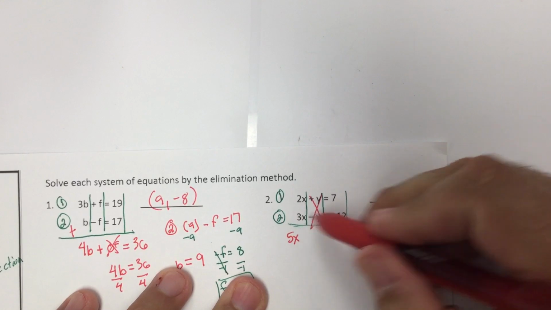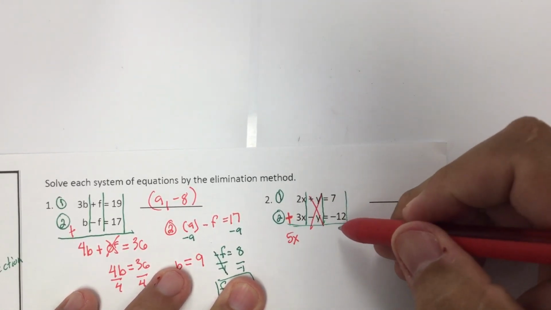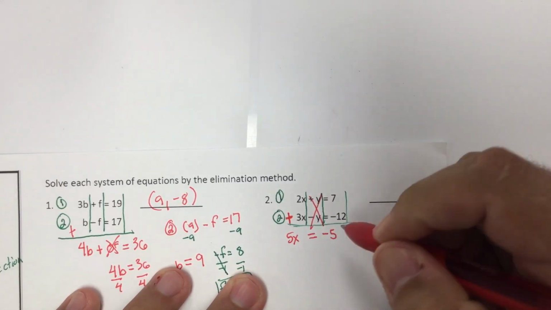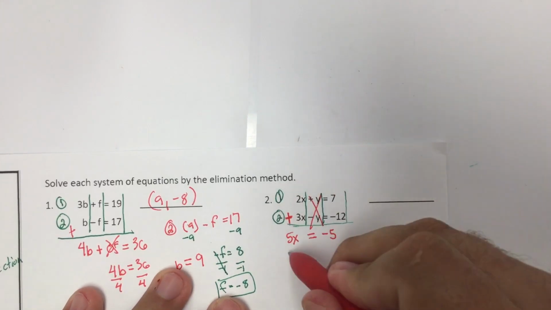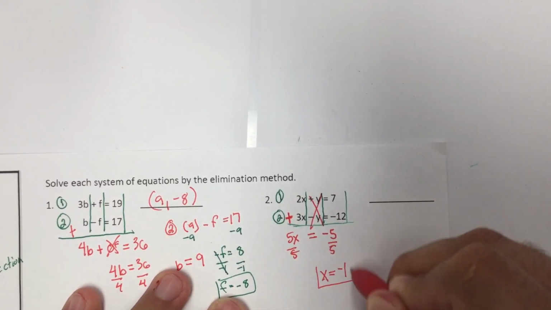7 plus negative 12. Don't forget, we're adding the equations. 7 plus negative 12 gives me negative 5. So my equation is 5x equals negative 5. Of course, divide both sides by 5. x equals negative 1. So now I have x.